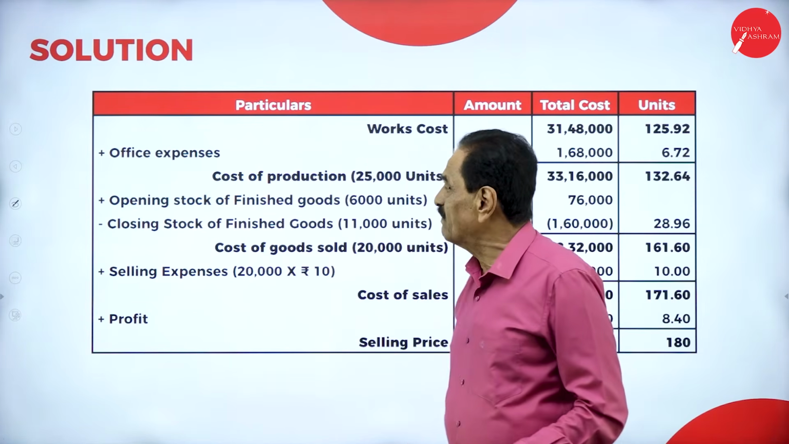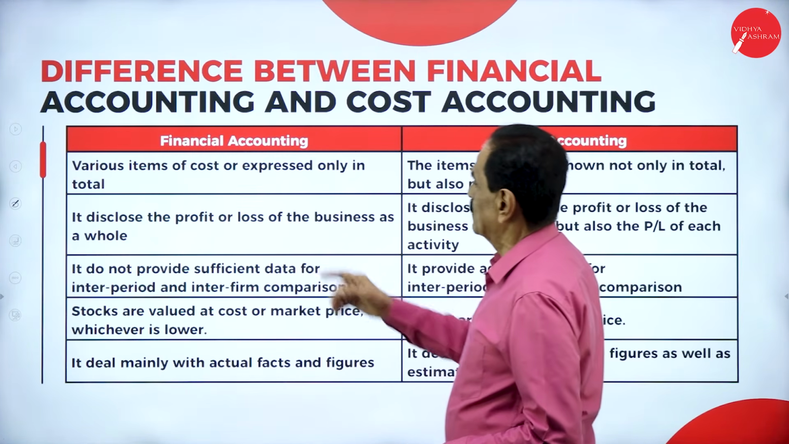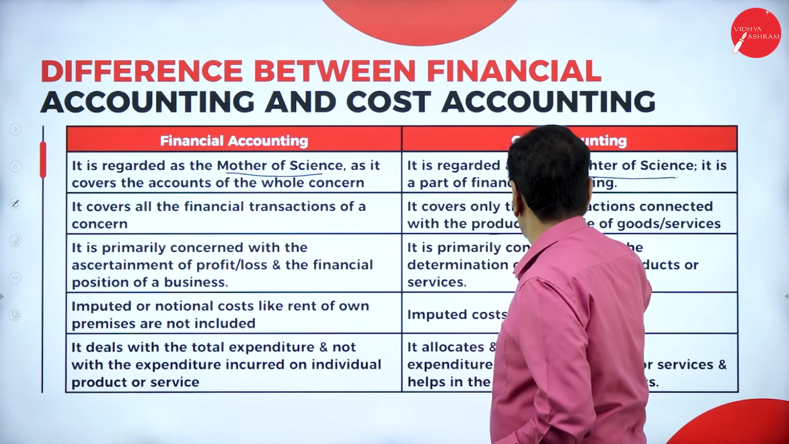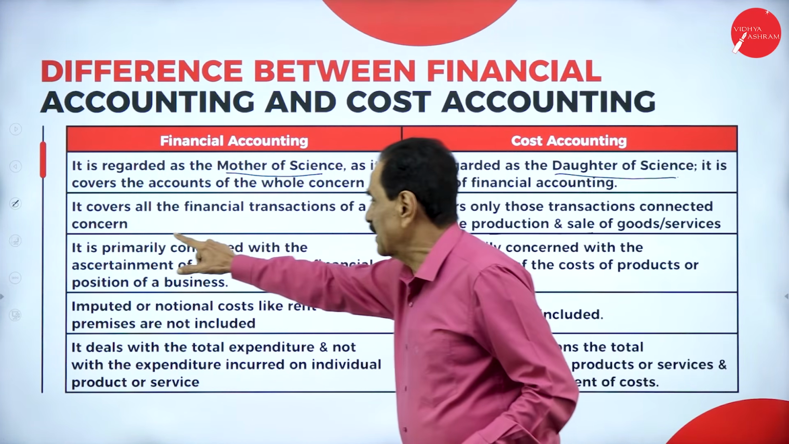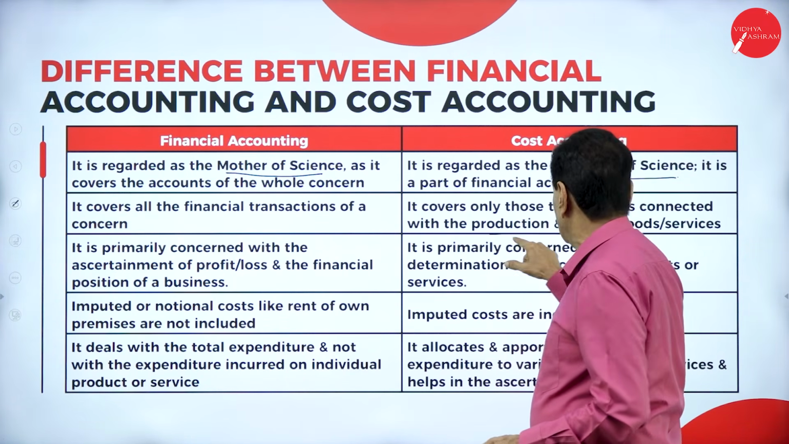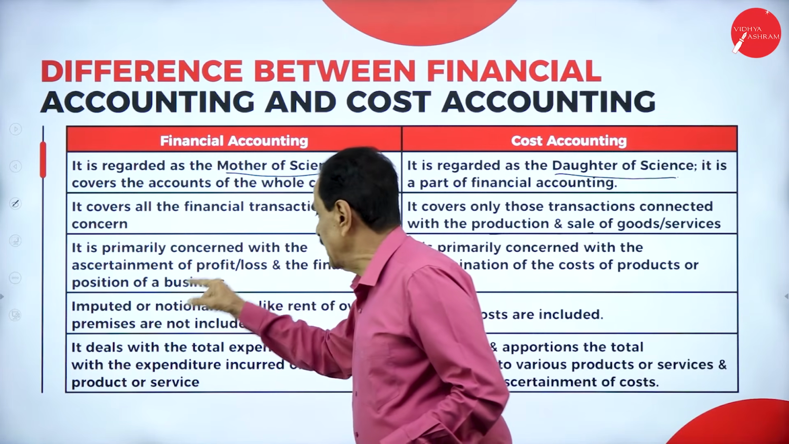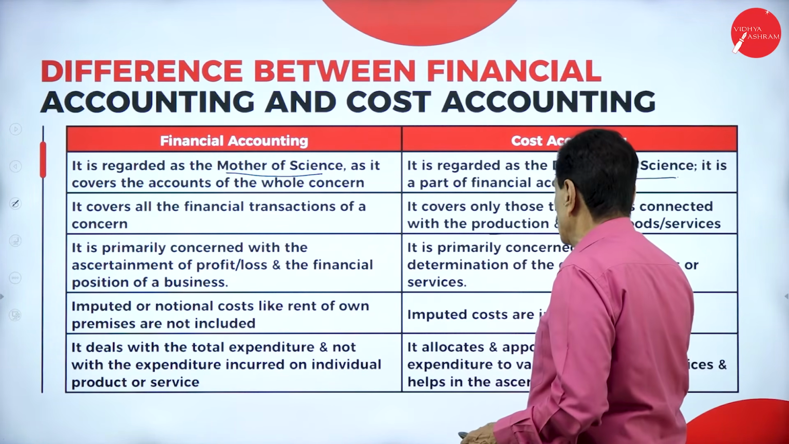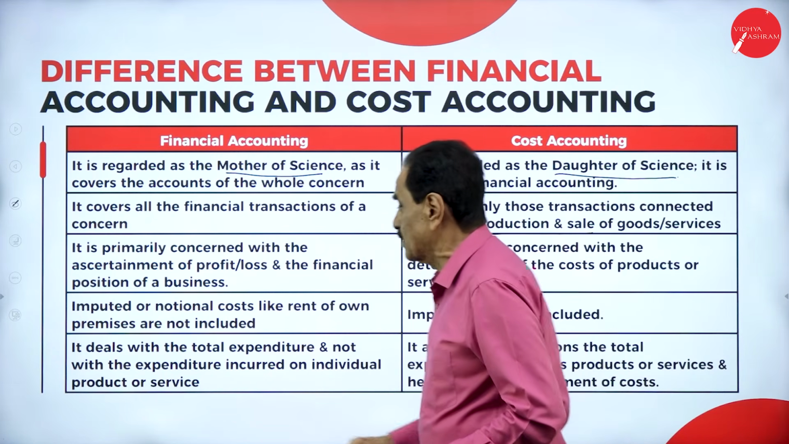And also this difference is most important. Financial accounting is regarded as mother of science. Cost accounting is regarded as daughter of science. Financial accounting covers all the financial transactions. Cost accounting covers only transactions relating to cost of production. Financial accounting is primarily concerned with profit or loss and financial position. Cost accounting is primarily concerned with the determination of cost of production.